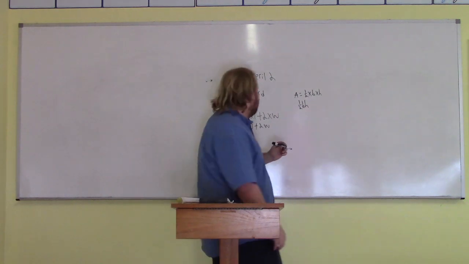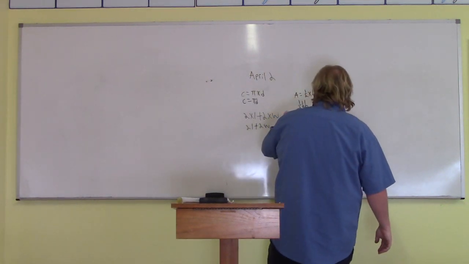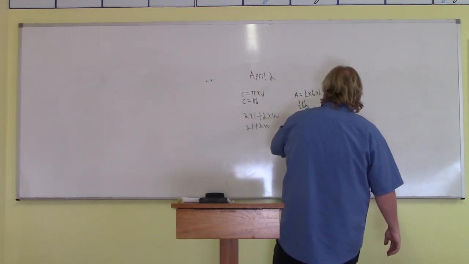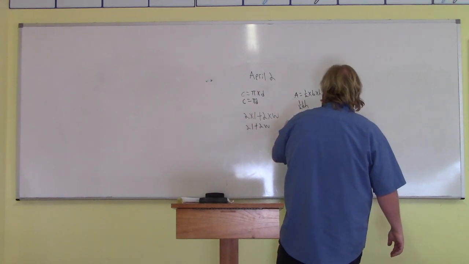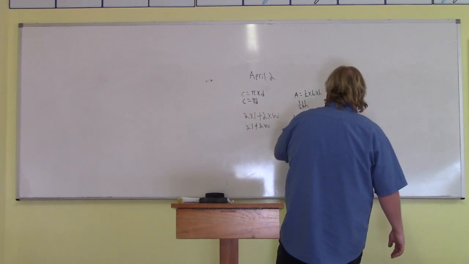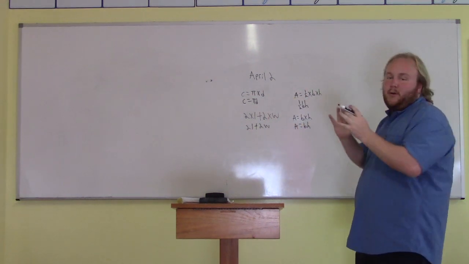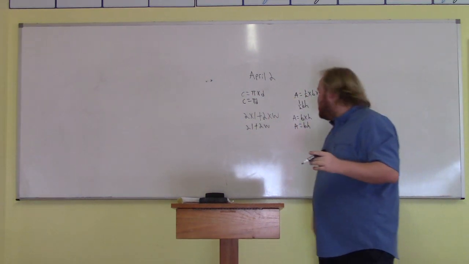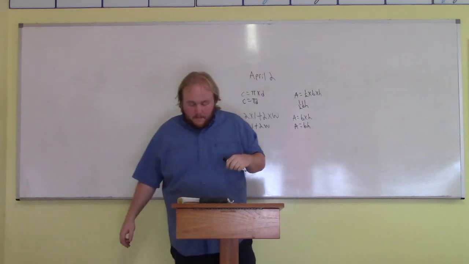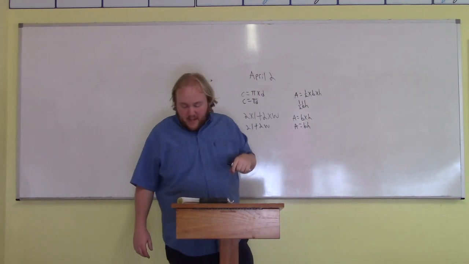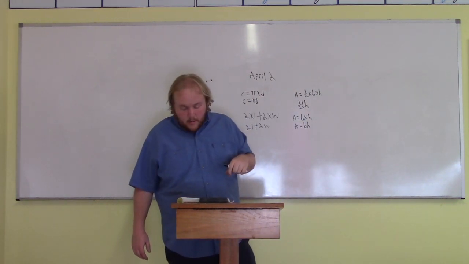Alright, so area equals base times height. Pretty straightforward. You just go area equals base height, with a little bit of room in between so you're not smushing the two letters together, but that means the same thing.